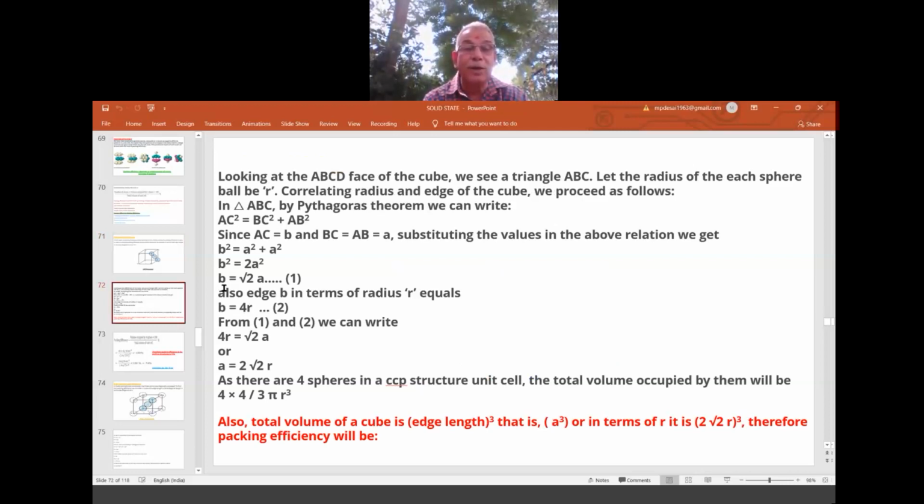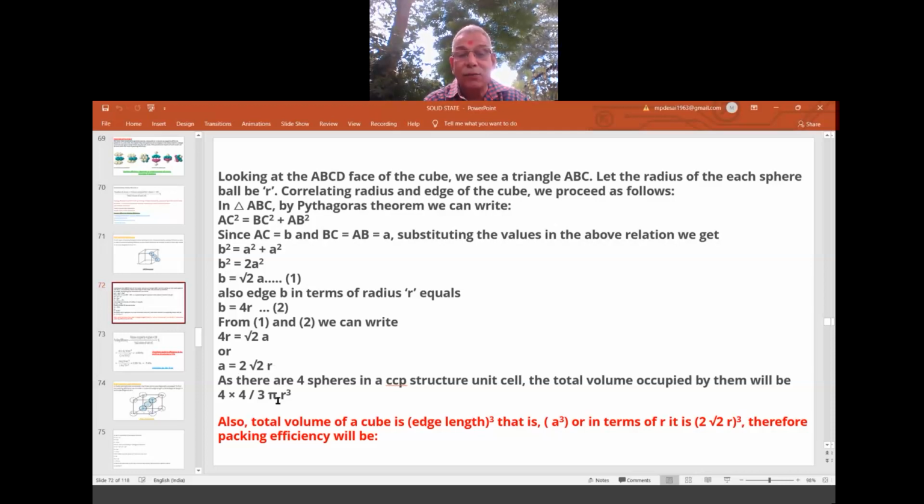So in place of B, now we will take 4R. So 4R equal to root 2A. Or what is A equal to? A equal to 4R by root 2. Okay. 4R by root 2, and multiply by root 2 in numerator and denominator, and after simplification using the law of indices and exponents chapter of mathematics, multiplying numerator and denominator by root 2, that all you please recall. So A is equal to 2 root 2 R.